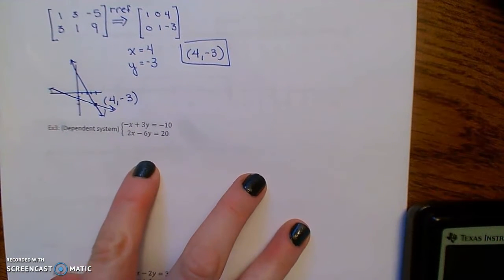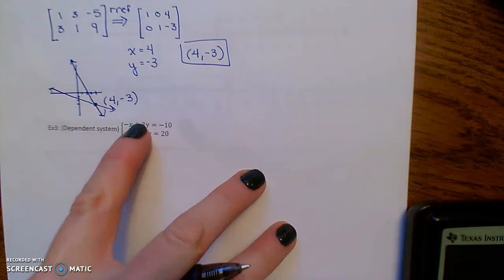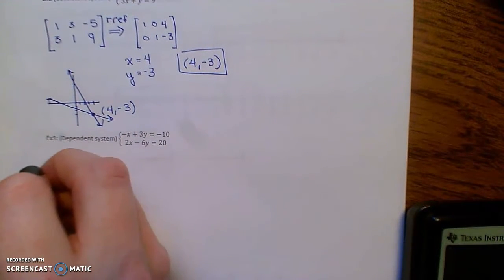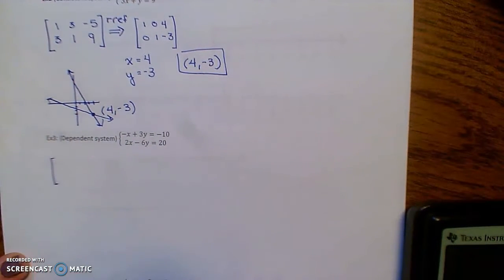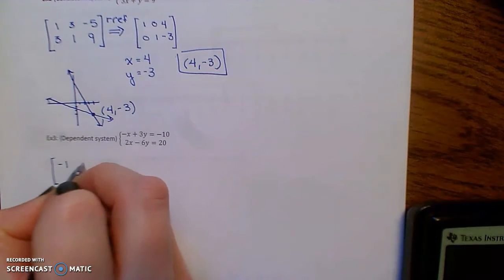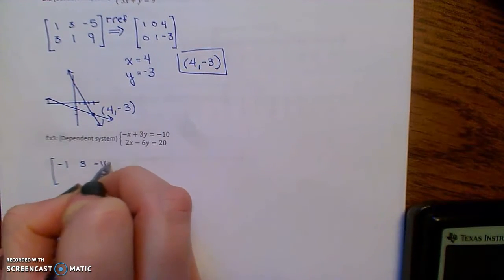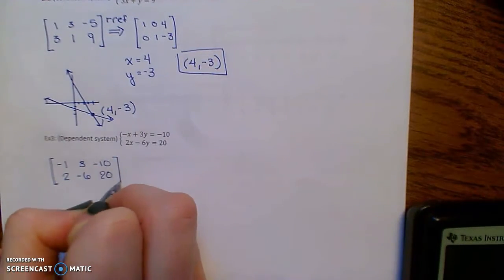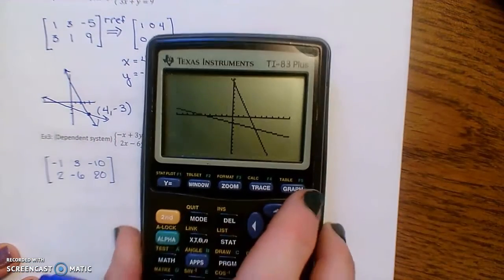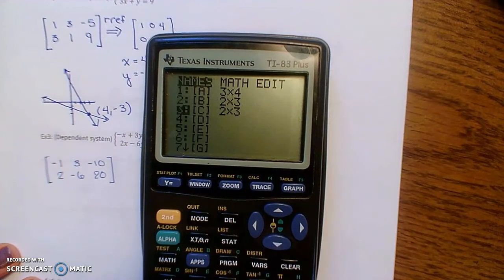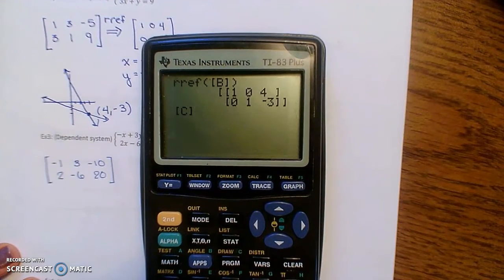In this dependent system, what we'll see is that these two equations actually represent the same line. Let's see what that looks like when we are dealing with matrices. So the coefficient matrix will be -1, 3, -10, 2, -6, 20. I'm going to put that into my calculator. I'll use matrix C, I guess.